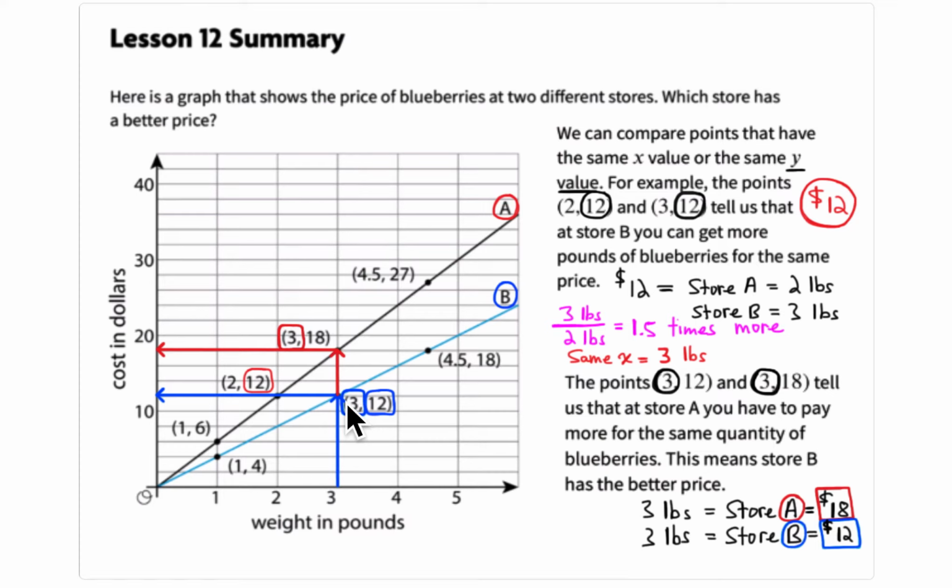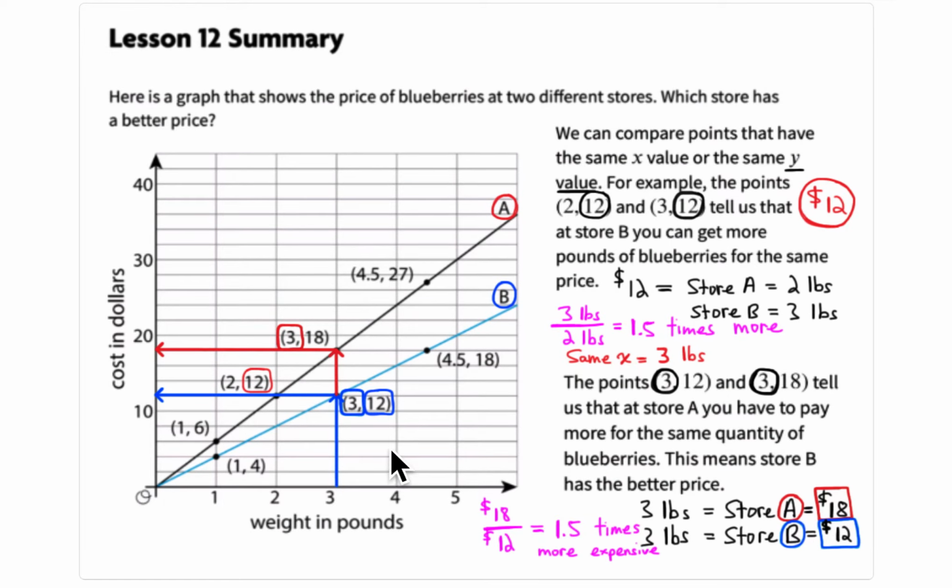This is $12 per 3 pounds, which is $4 per pound. If this is $4 per pound and I'm going to buy 3 pounds, 4 times 3 gives me that $12. So if you look at the price at store A compared to store B, it's 1.5 times more expensive at store A than it is at store B. So when you buy the same number of pounds, you're spending 1.5 times more money at store A. But when you're spending the same amount of money, you're getting 1.5 times more pounds at store B. So 1.5 times more pounds at store B for the same amount of money, 1.5 times more money at store A for the same number of pounds.